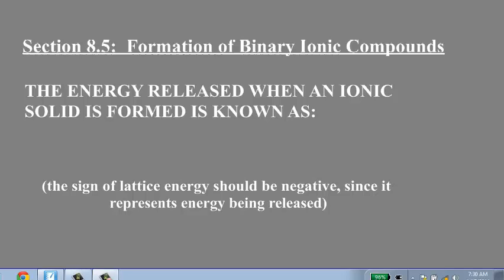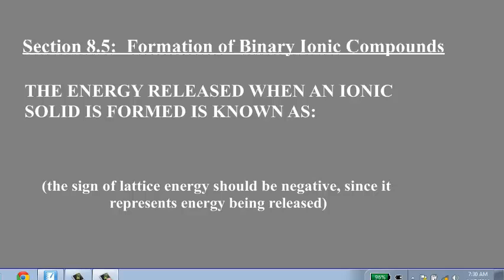We're on section 8.5 in the notes, and in 8.5 we're going to be talking about the energy that is calculated when a binary ionic compound is formed. So binary meaning two elements, ionic meaning a metal and a nonmetal. So we're going to calculate the different steps, the energies associated with the different steps in that process, and then get the overall energy associated with that process when the ionic compound's formed, okay?